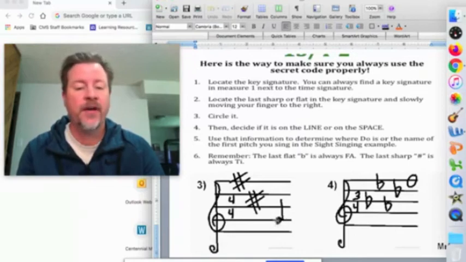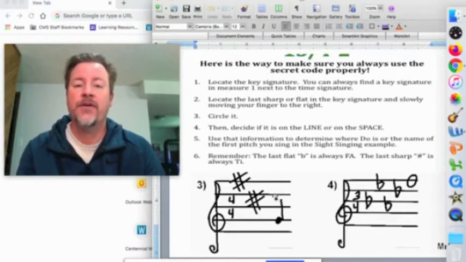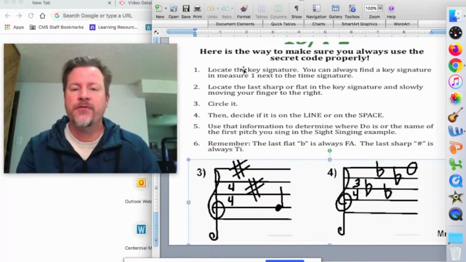If we want to find out where do is, we can keep going down. Fa, mi, re, do. Or we can go up to the note. Here's ti, and there's do on this line. So that's how you use the secret code. We're going to try it with flats. And the first thing you do, locate the key signature.